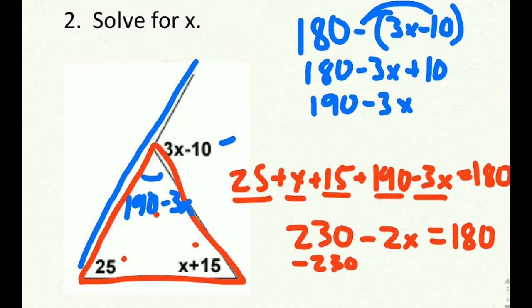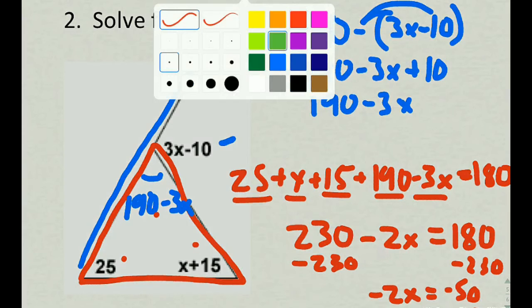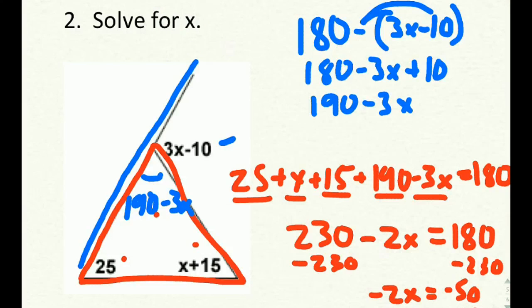Subtract 230 from both sides, and I have negative 2x equals negative 50. And when I divide both sides by negative 2, I'm going to get a positive 25. Now, x is equal to 25. Let's see if this actually works. Given all the steps we have, there's a possibility of mistakes.